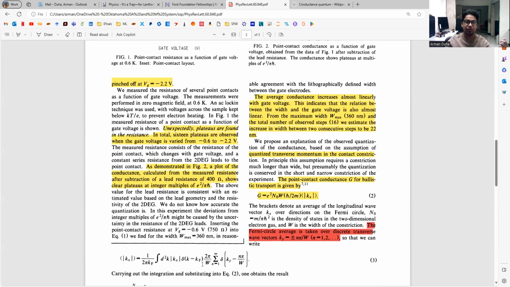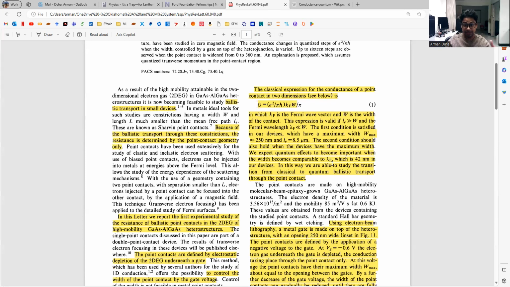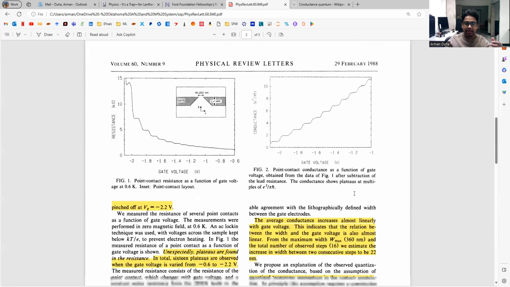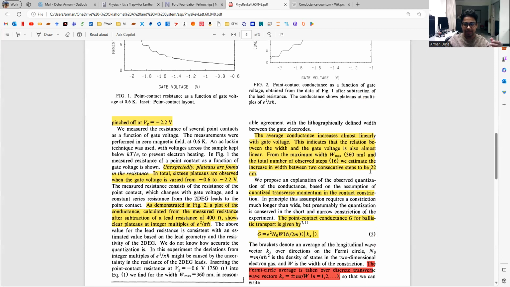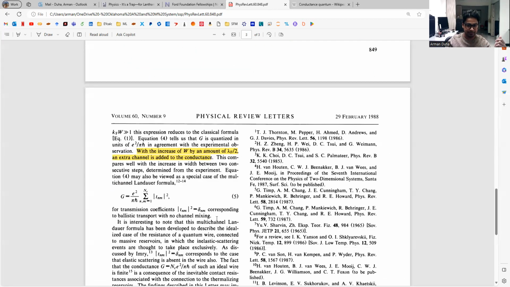So now let's go back to the numbers that I said were important. Here we have lambda f for this system. Lambda f is 42 nanometers. And what they found was that if you increase the width by 22 nanometers, then you see a jump in the conductance. And this 22 corresponds almost exactly to 42 divided by 2. So this also makes very good sense.